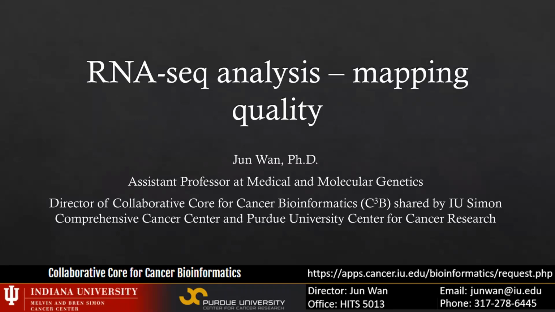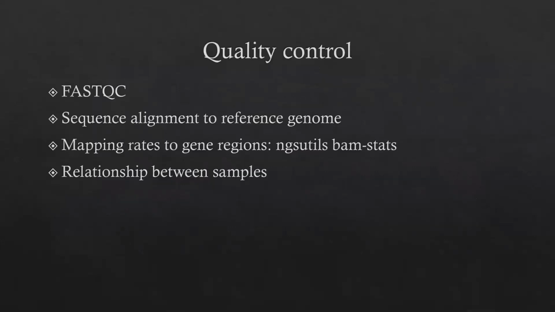In this lecture, I will show you how to read the mapping quality files generated by our core. There are several levels of quality control for RNA-seq analysis. The first one, as you already know, is FastQC, generated from the sequencing, which shows what the quality of the sequence looks like from the perspective of sequencing.